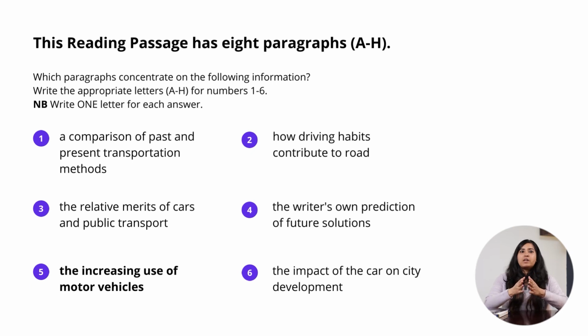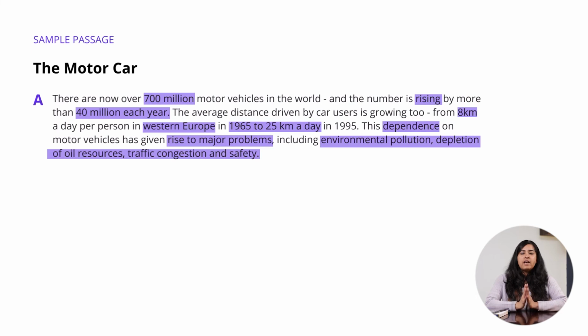Now, since we're focusing on paragraph A, I'll just skip down to the question related to that, which is question number 5. As you can see, I've highlighted the keywords which I felt were important: increasing and motor vehicle. The first line in the paragraph says, there are now over 700 million motor vehicles in the world, and the number is rising by more than 40 million each year. Here, the number is rising by 40 million each year equals the increasing use of motor vehicles.